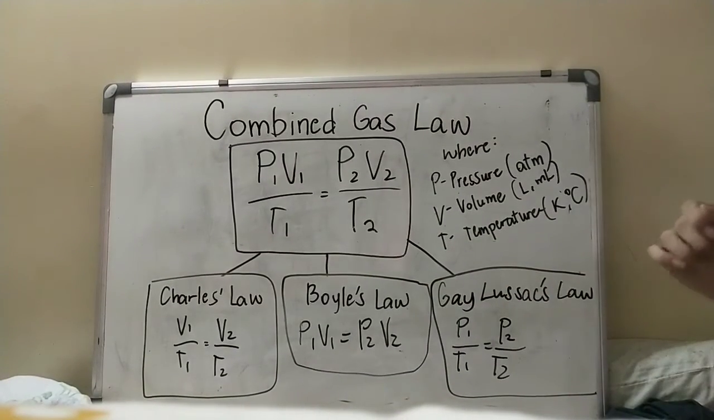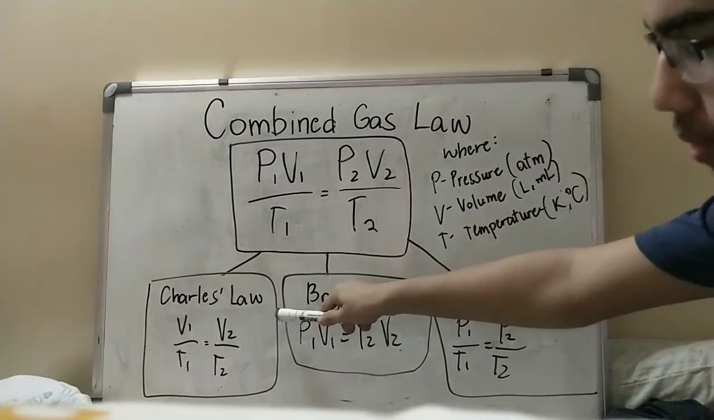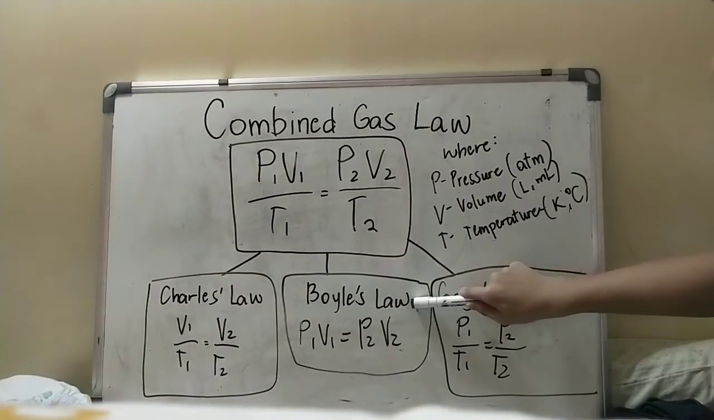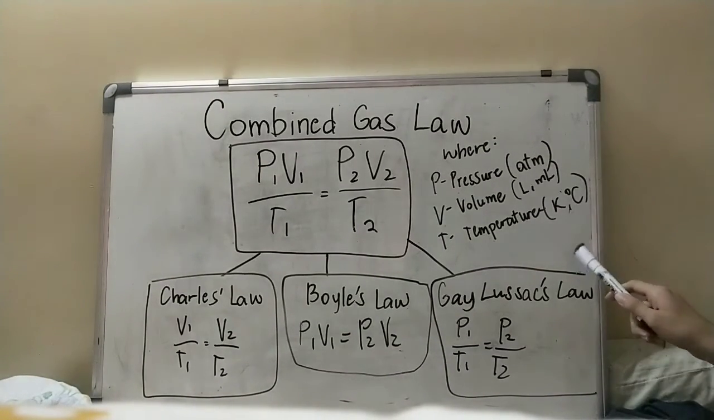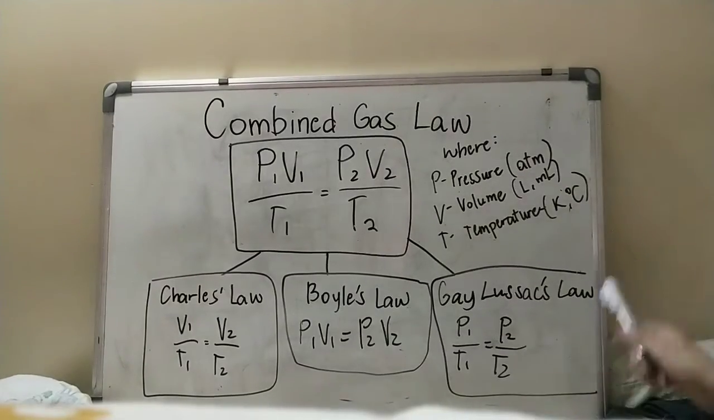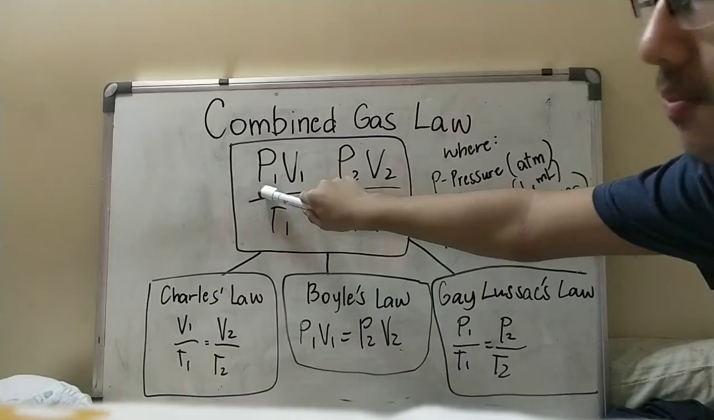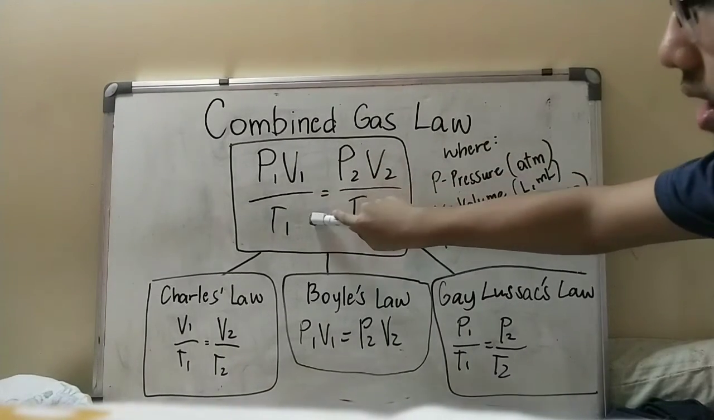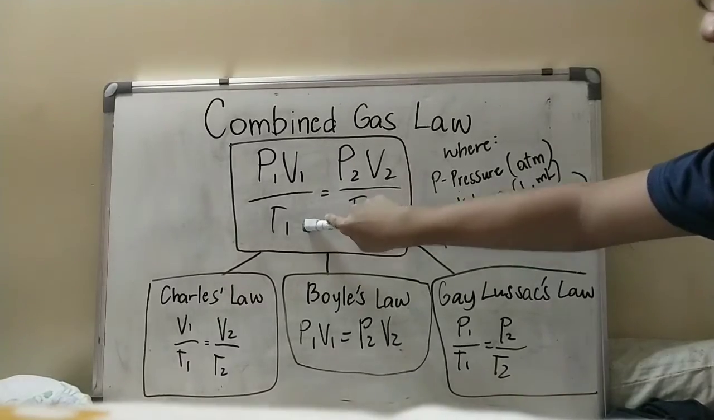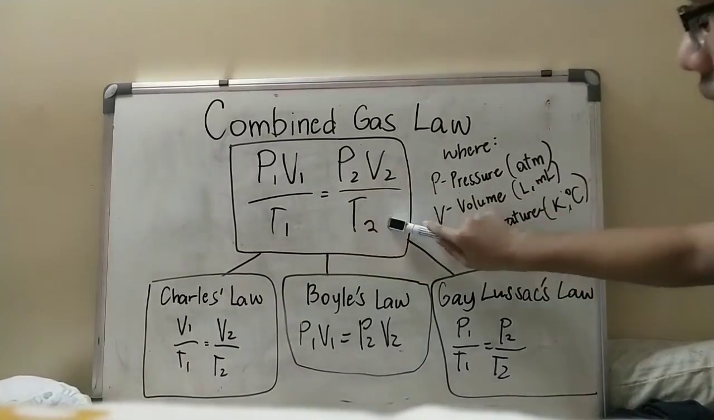The combined gas law, as its name states, is the combination of the three laws. The first law being Charles' law, the second law being Boyle's law, and the third law being Gay-Lussac's law. Now, what do all of these letters mean? P stands for pressure, V stands for volume, and T being temperature. The numbers 1 and 2 are the initial and the final states.